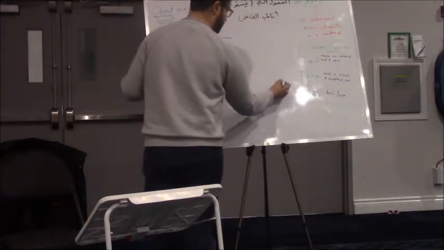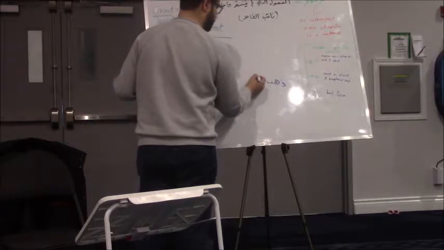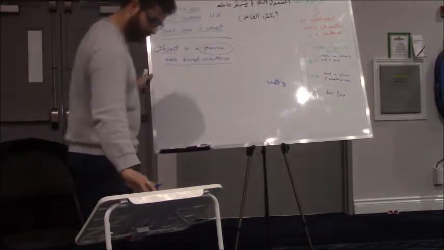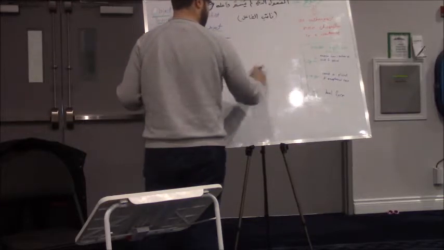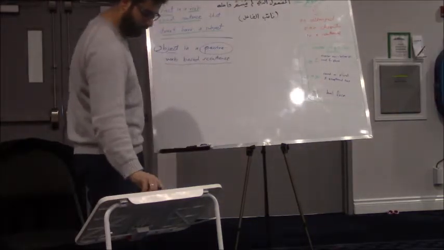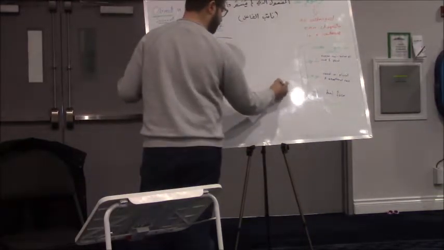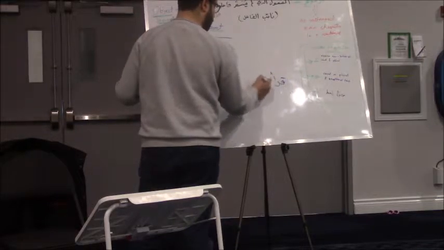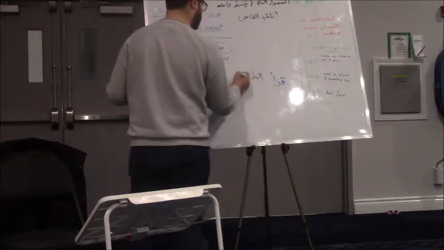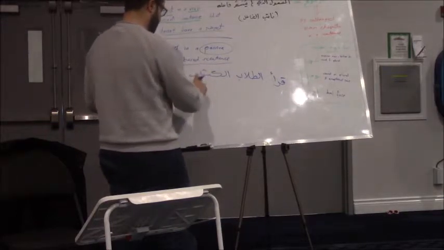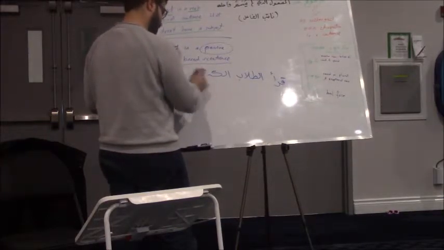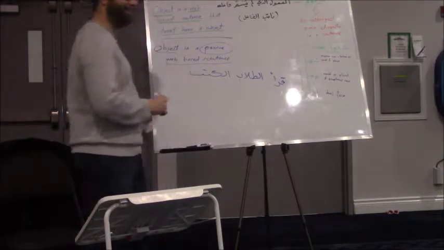So ذهب. Now ذهب is not a good one because we need one that has an object in it. قرأ. الطلاب. الكتاب or القرآن, whatever. كتب. How about كتب? Okay, الكتب, it's plural. Okay, خلاص. قرأ الطلاب الكتب.